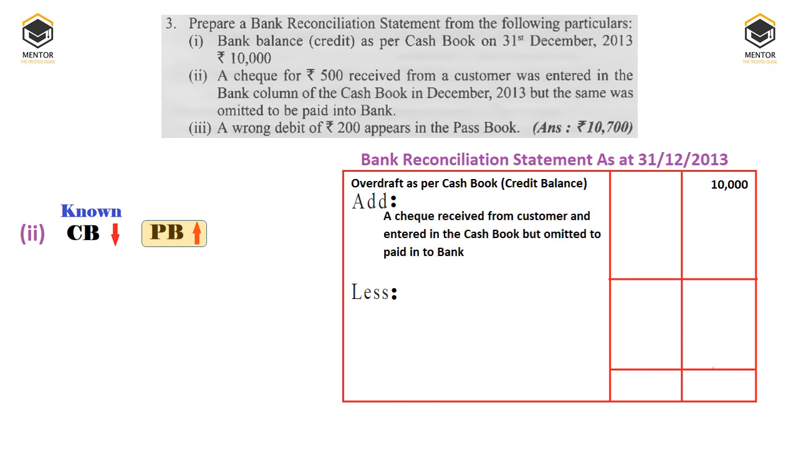Therefore, it should be an add item. Check received from a customer entered in the cash book but omitted to be paid into bank, sent to bank for collection. Therefore, what will happen? It is an add item, 500 rupees.